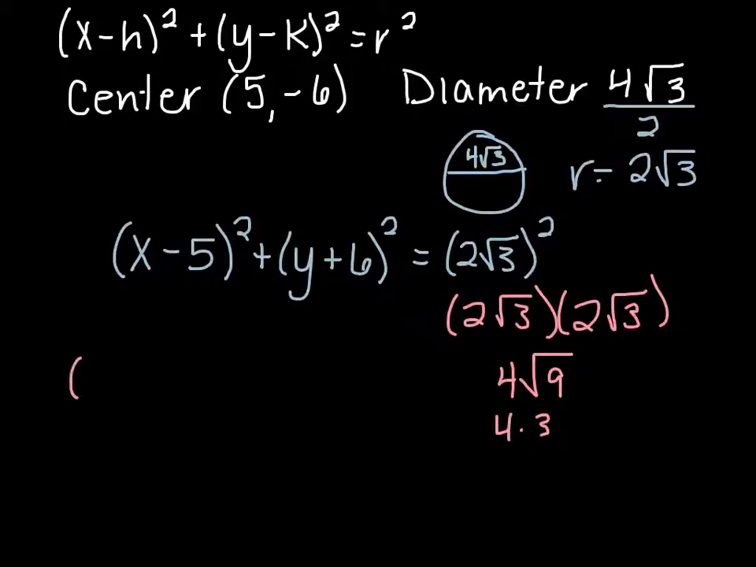So my final answer is (x minus 5) squared plus (y plus 6) squared equals 12.